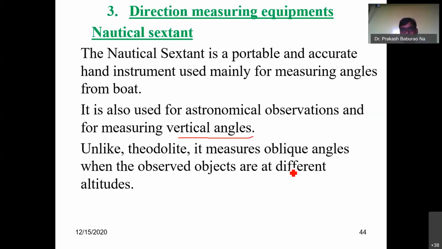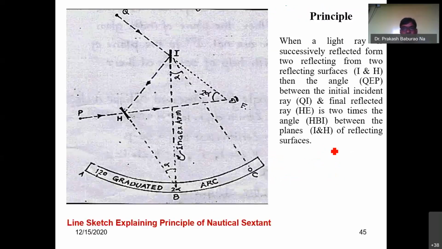So the oblique angle feature is utilized to measure oblique angles, and when the observed objects are at different altitudes, you observe the oblique angle. So this is the actual mechanism, the working principle behind this nautical sextant. This is a line diagram I am showing you. This is a graduated arm where the angles are marked up to 120 degrees, and it has a limitation of up to 1/6 of the whole circle reading. You can measure the angle.